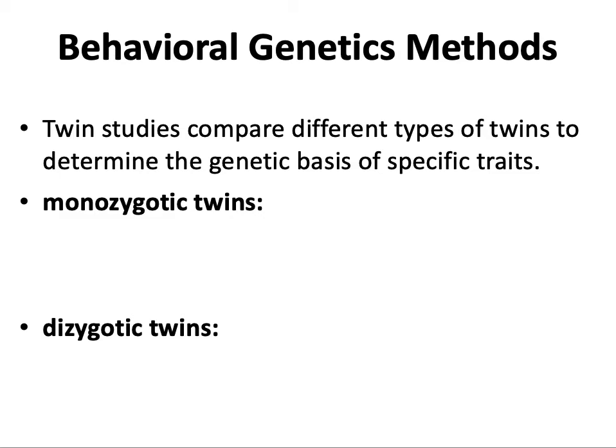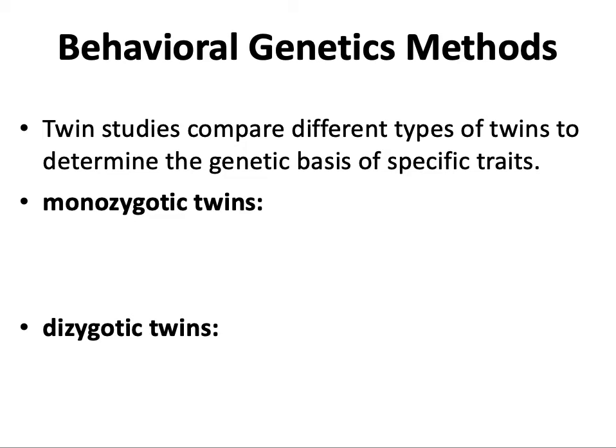There are two types of twins, monozygotic and dizygotic. Monozygotic twins, also called identical twins, are twin siblings that result from one zygote splitting in two and therefore share the same genes. Dizygotic twins, also called fraternal twins, are twin siblings that result from two separately fertilized eggs and therefore are no more similar genetically than non-twin siblings.